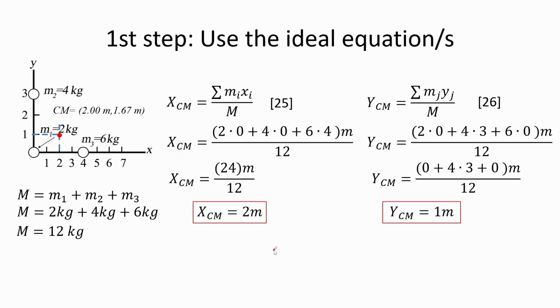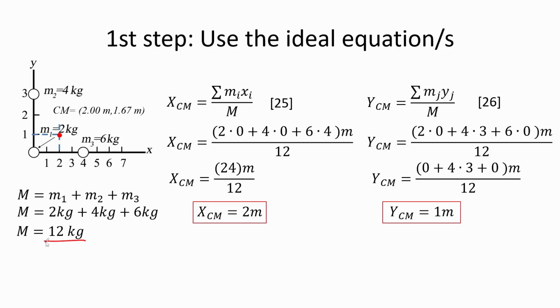So 2 dimensions, so we need an xcm and ycm. So we look at this function here. Sum of m_i x_i is equal to M. The M will be the same, the total mass, which is 12 kilograms. So what will vary are the individual masses. So you have your mass here.